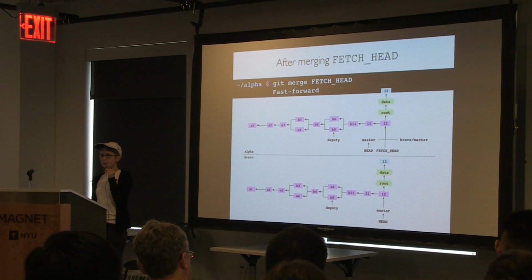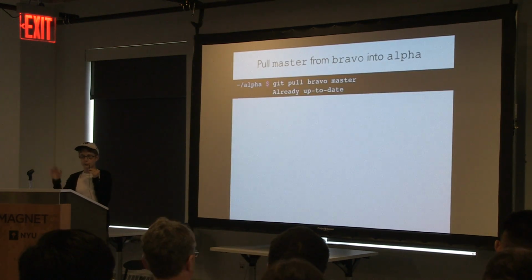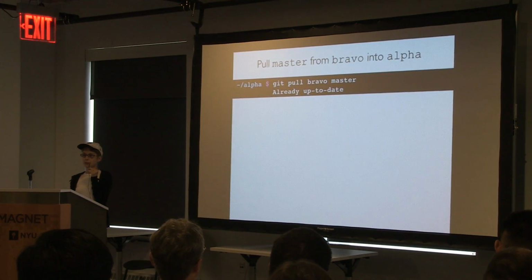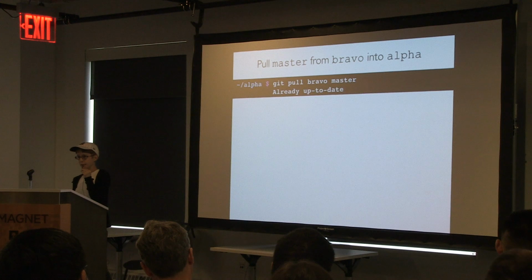12. Okay. So now let's pull a branch from a remote. And we do git pull Bravo master, and it says already up to date. Again, no change at all. The reason for this is because pull is just shorthand for fetch and then merge fetch head.